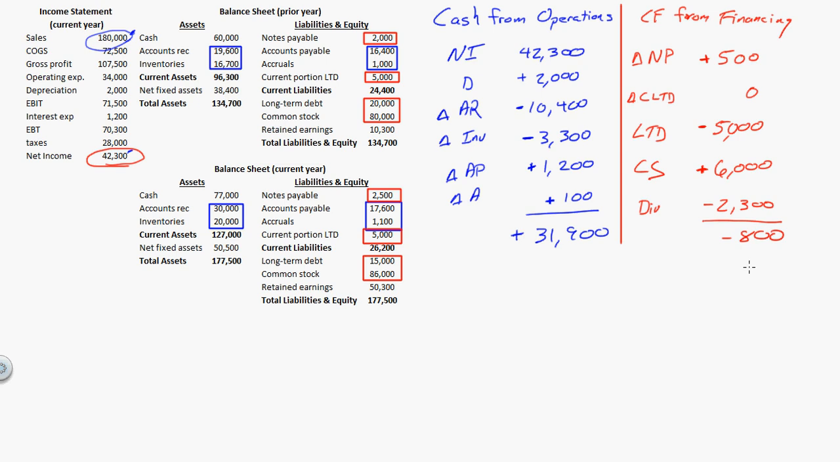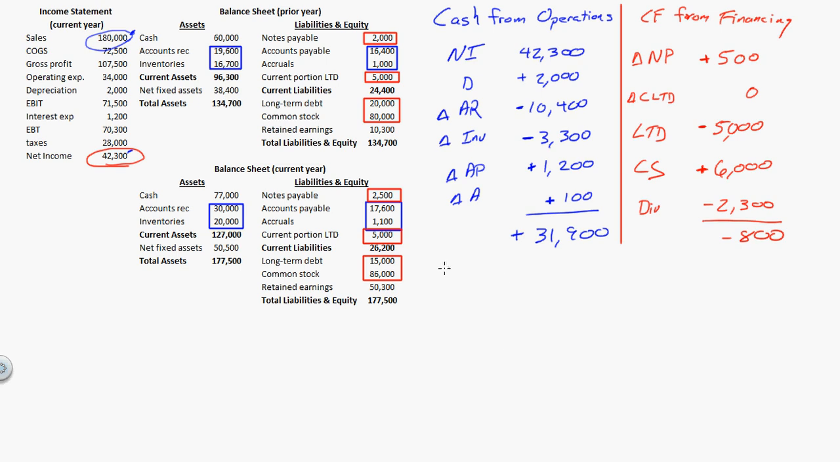It looks like I'm paying down debt, which is good news. I'm paying out dividends. It could be good or bad depending on the company, and I don't think we can really get into it at this level just yet. So let's do the last one here.